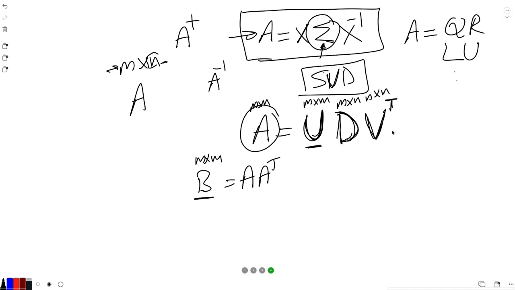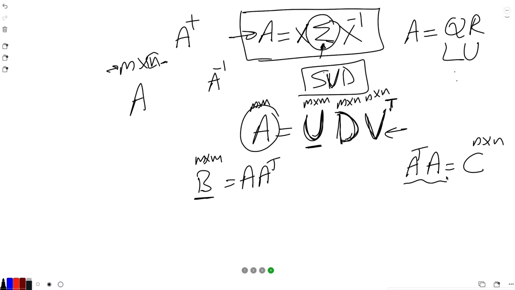What is V transpose? V transpose is just the reverse. If you take A transpose times A, we will have another matrix C, and this matrix C is also a symmetric matrix, but its dimension is N by N. So V transpose consists of the eigenvectors of A transpose times A.